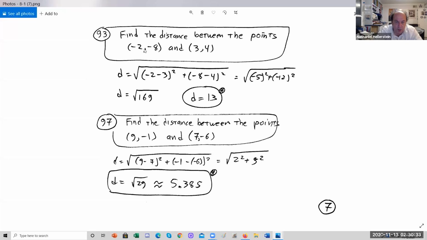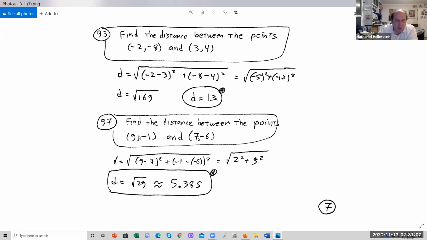We have 2 points, (-2, -8) and (3, 4). What's the distance? Well, it's the square root of the sum of the squares of the differences. -2 minus 3 here, -8 minus 4 here. This is -5, square that. This is -12, square that. -5 squared is 25. -12 squared is 144. These add up to 169. So d equals root 169, which turns out to be 13. This is a 5, 12, 13 triangle.